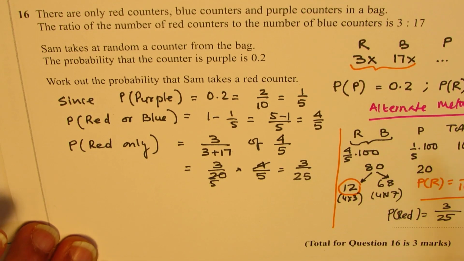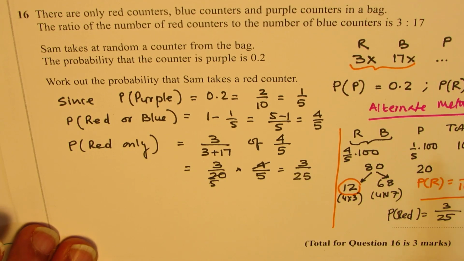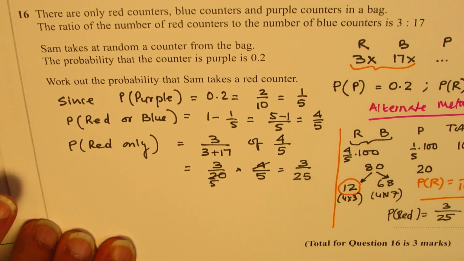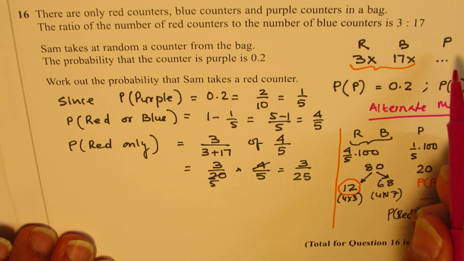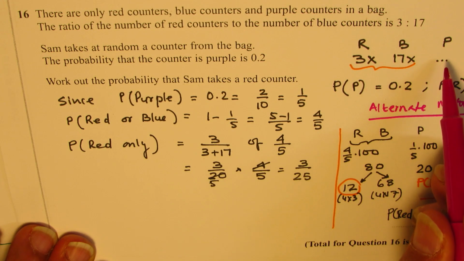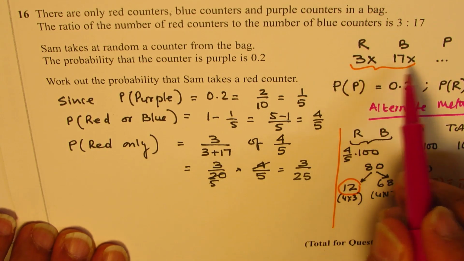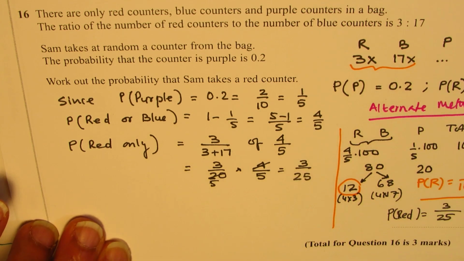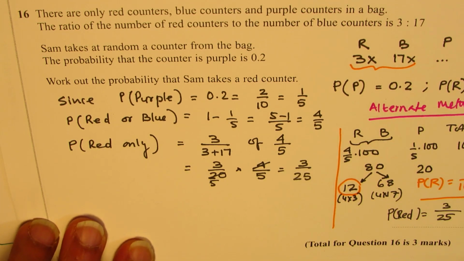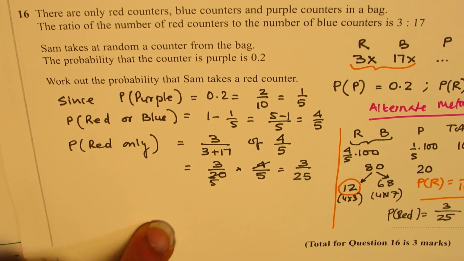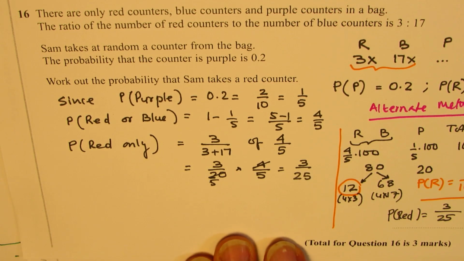So this method is straightforward, much simpler. You can assume that there are 100 in all. We have selected the number 100 mainly because the probability for purple is 1 over 5 and this is like out of 20 given to us. So 20 times 5 is 100, a convenient number to work with, and that's why we have chosen that number, right? So I hope that makes sense.